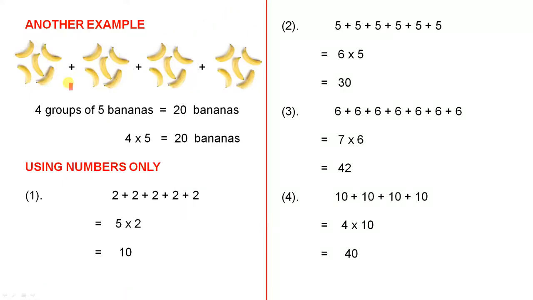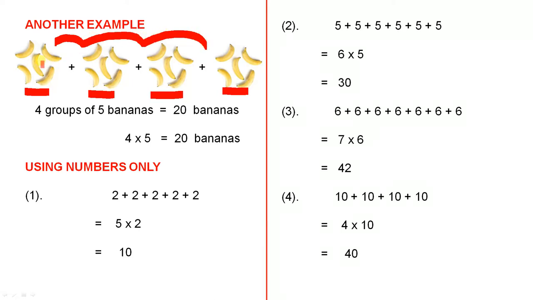Another example. 4 groups of 5 bananas. So we have 1, 2, 3, 4. So there are 4 groups. Each group has 5 bananas. That's 20 bananas altogether, which is the same as 4 times 5 equals 20 bananas. See the repeated addition? You add each of those groups together. Okay, there's your repeated addition. And that's the same as multiplication.